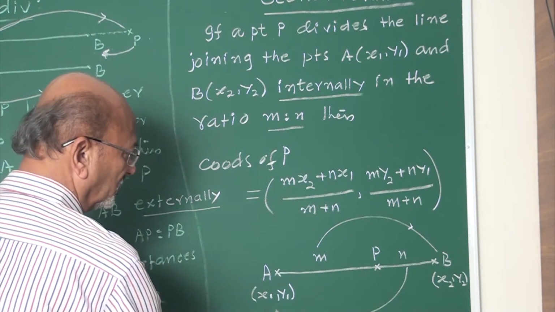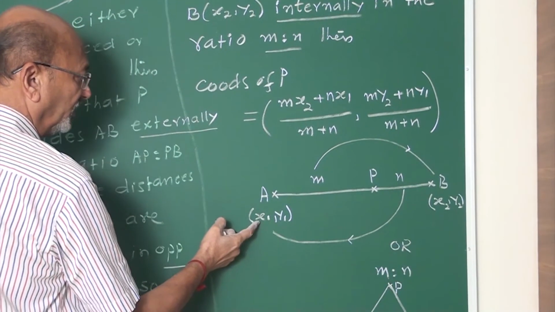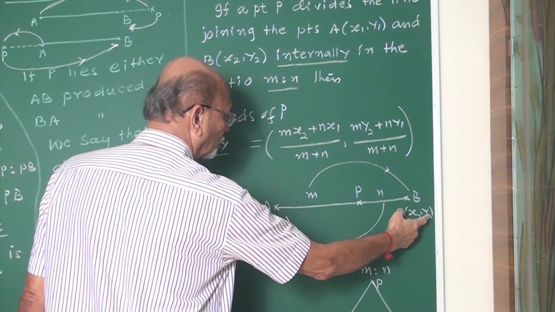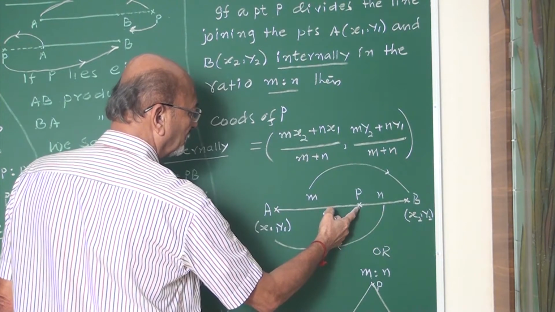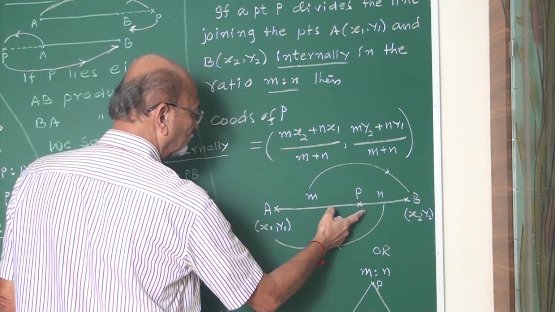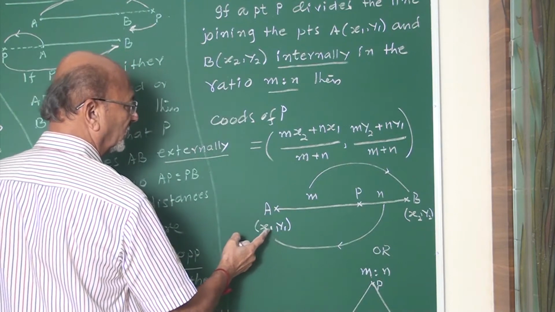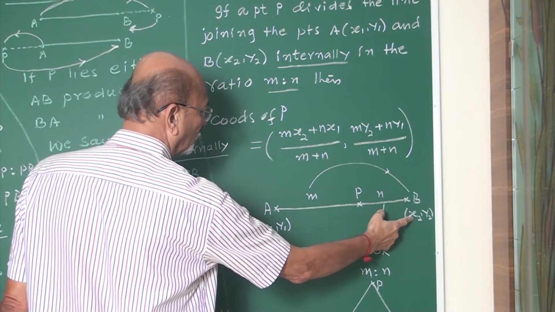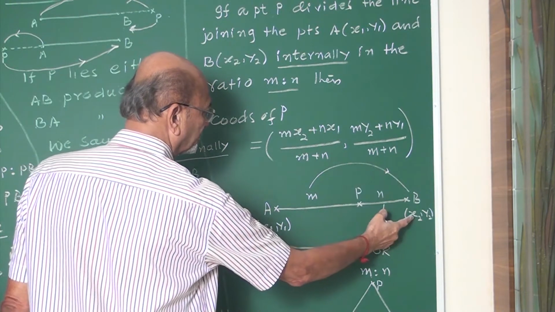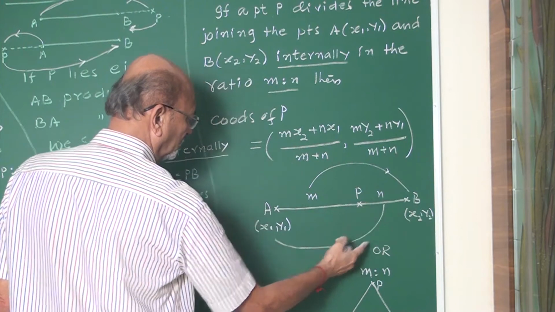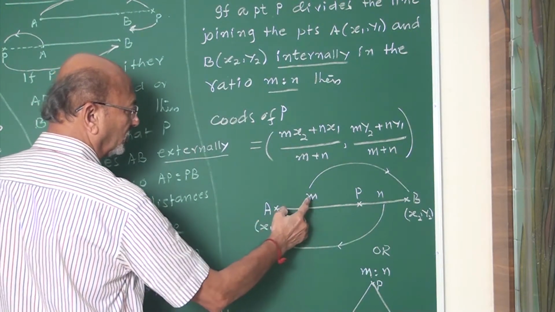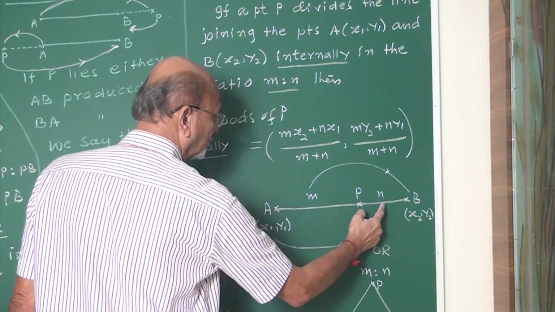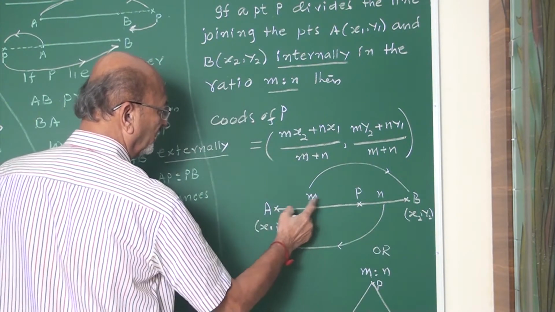Then how to remember? I have given a figure here. A (x1, y1), B (x2, y2). Internal division, P is on the line. What are the coordinates? From here to here first, m x2, the second coordinate. The m x2 direction is shown. mx2 plus nx1 upon m plus n. Next, m y2 plus n y1 upon m plus n.